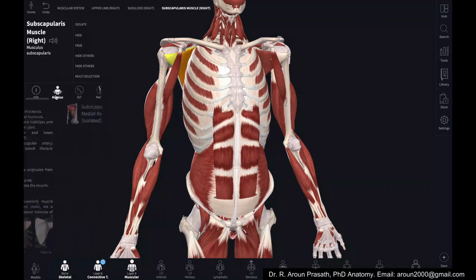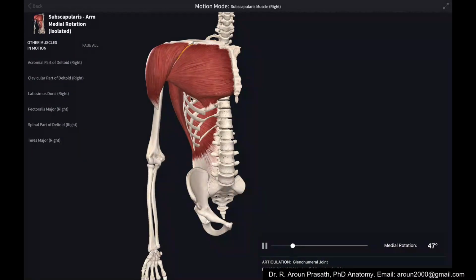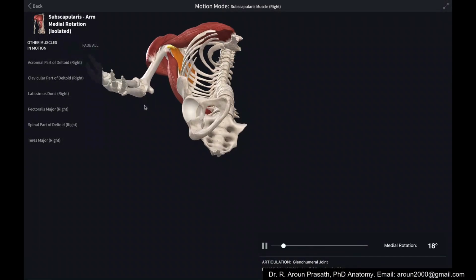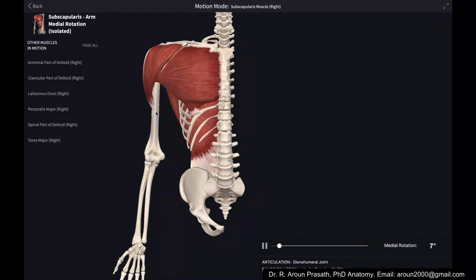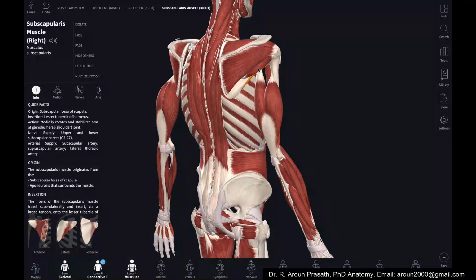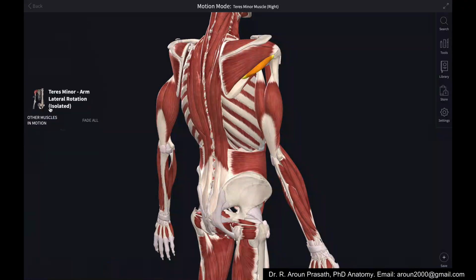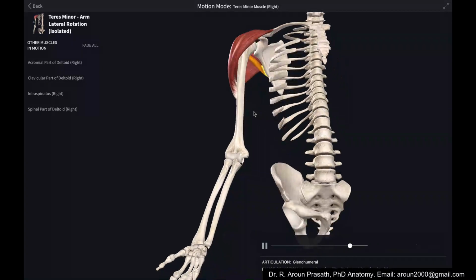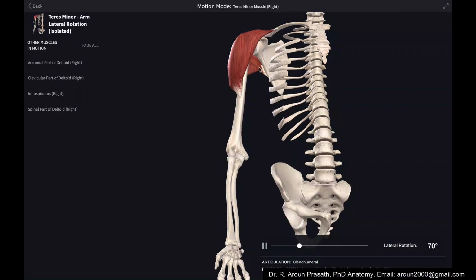When you look at the internal rotation, this is the internal rotation of the shoulder. You have to make the patient lie down and keep the goniometer, which is around the 100 degree range. The main muscle of internal rotation is the subscapularis muscle, and the main muscle of external rotation is the teres minor muscle. This movement is called the external rotation of the shoulder, mainly done by the teres minor.